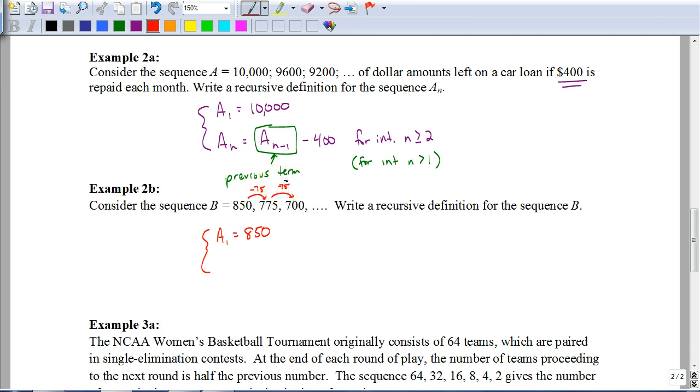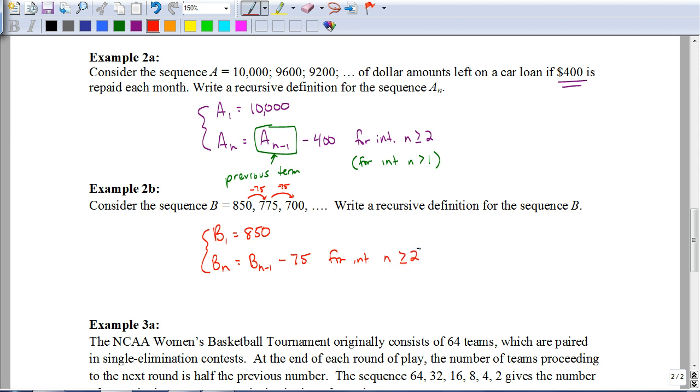Okay, so we're subtracting 75 each time to get to the next term in the sequence. So that's what we're going to say. To find the next term in the sequence, you're going to use the previous term. Technically this was sequence B they're referring to, so let's do that. We take the previous term, b sub n minus 1, minus 75, and we would say for integers n greater than or equal to 2.